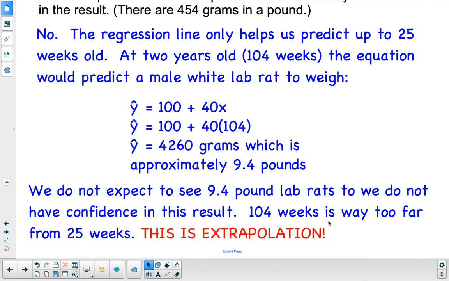We do not expect to see a 9.4 pound lab rat, and we do not have confidence in that result. 104 weeks is way too far from the 25 weeks. This is extrapolation. Probably when the rat reaches adulthood, its growth stops being linear with this slope and this y-intercept. It probably levels off in growth. So extrapolation, beware.